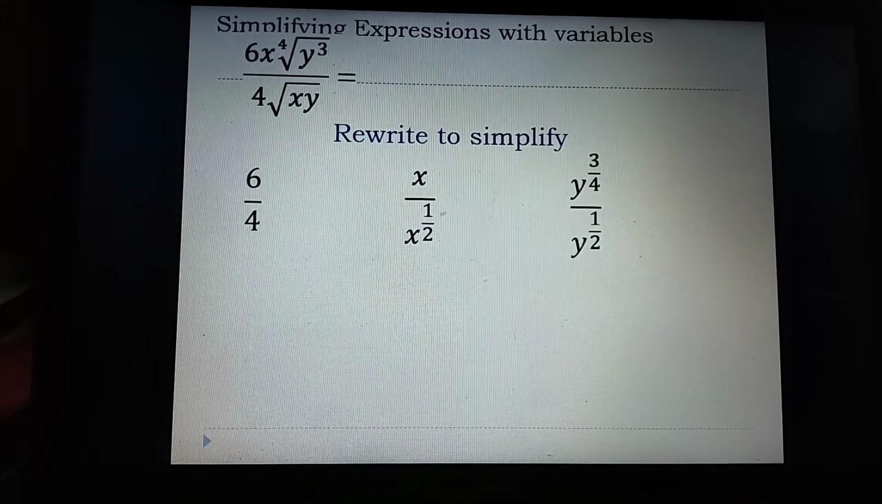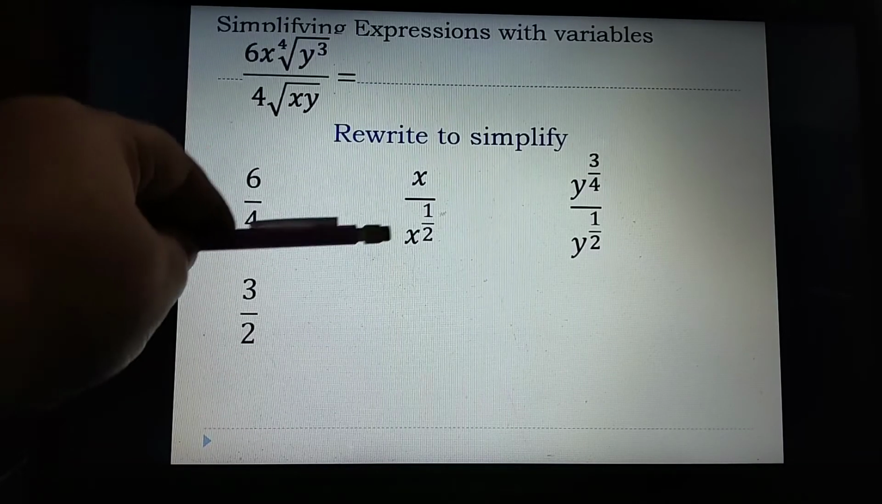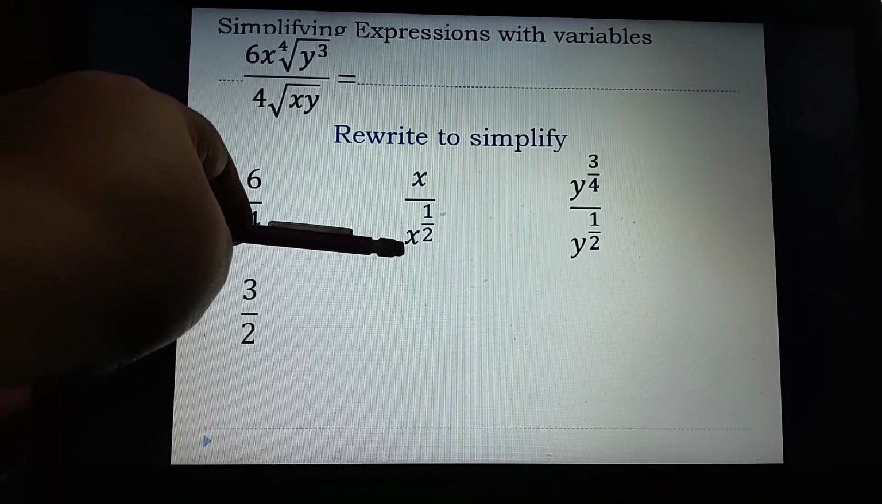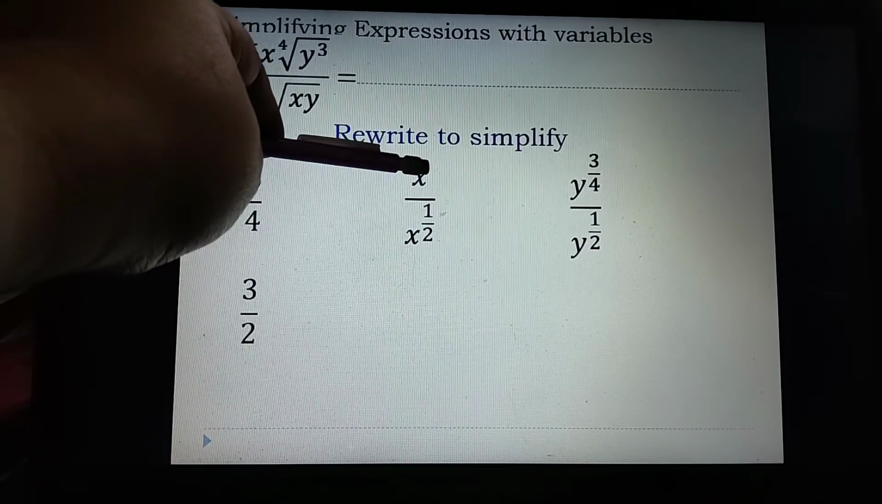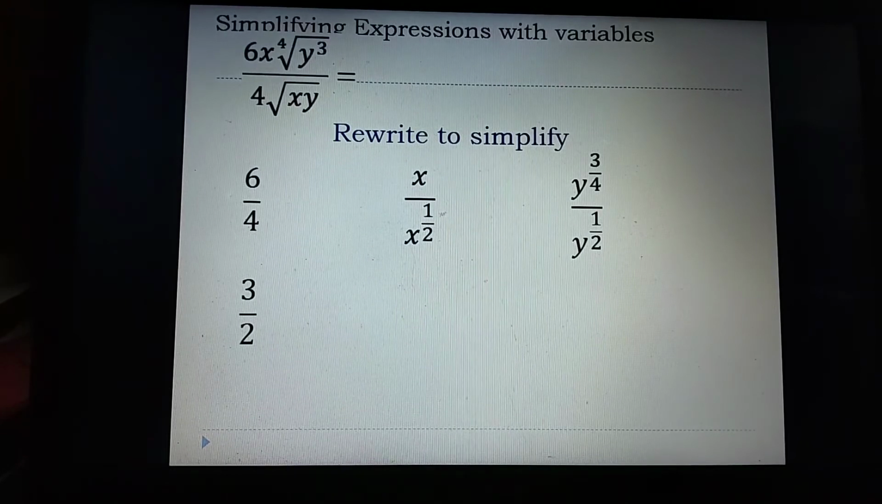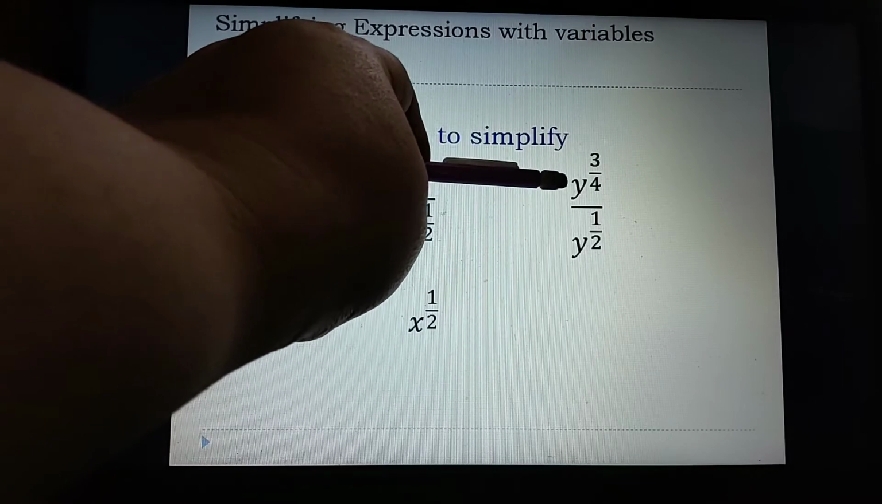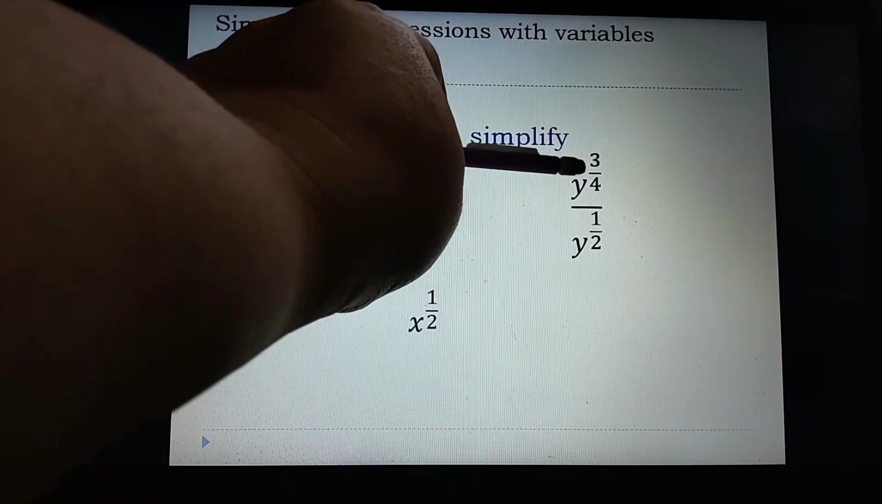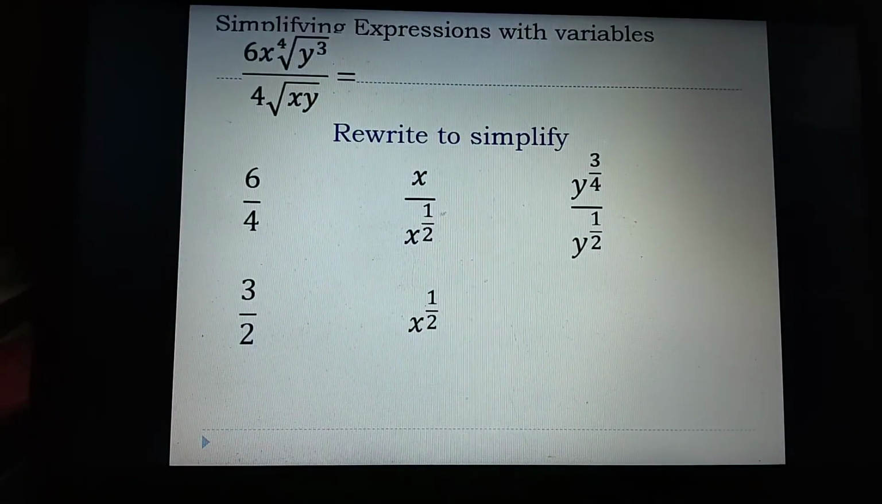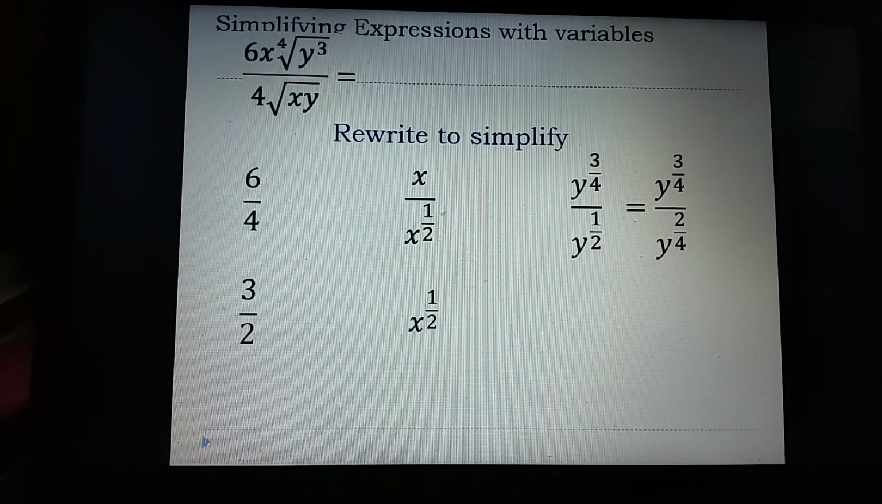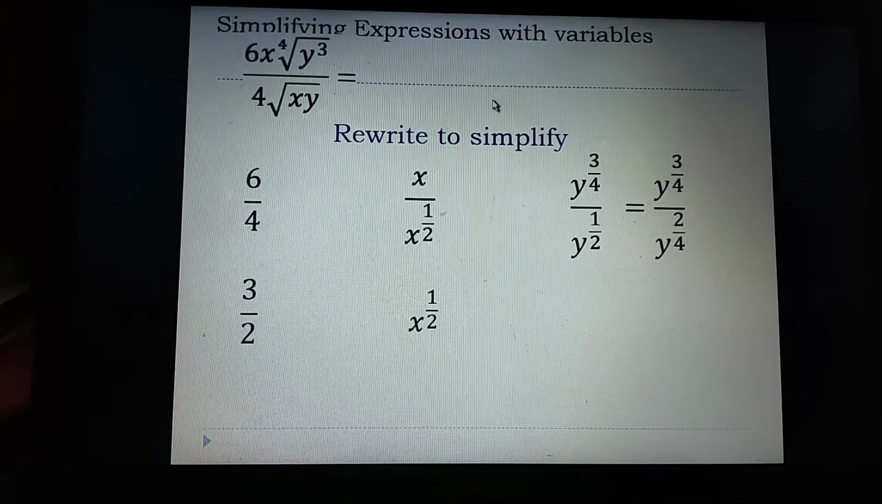Now, 6 over 4, I'm going to simplify that. Common factor, so that becomes 3 over 2. Remember, when you're dividing the same base, you subtract the exponent. So I have 1 minus 1/2 is 1/2. So this becomes x to the 1/2. Okay, subtract these. So I've got 3/4 minus 1/2. Before I can subtract them, I have to have common denominators. So I'm going to turn my 1/2 into 2/4. Now 3/4 minus 2/4 is 1/4.